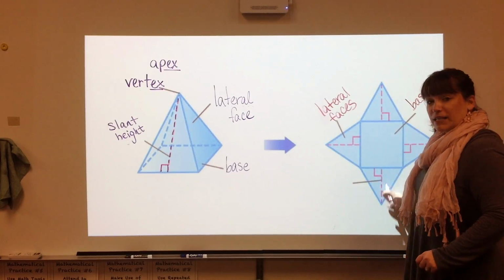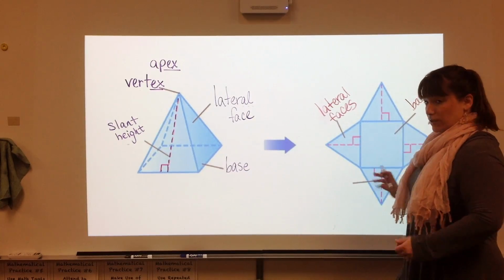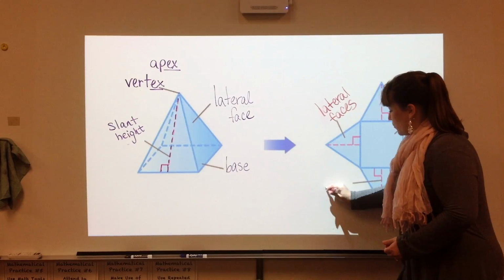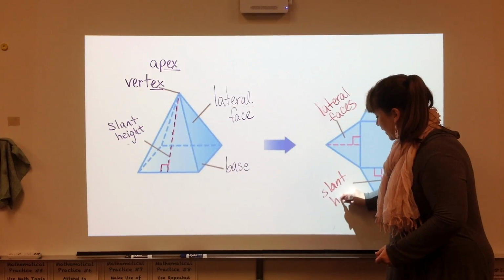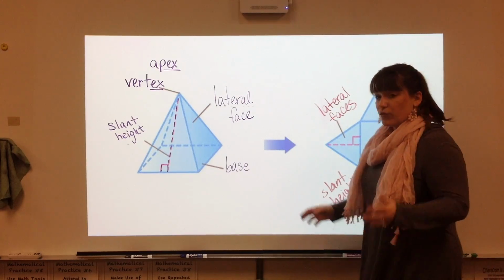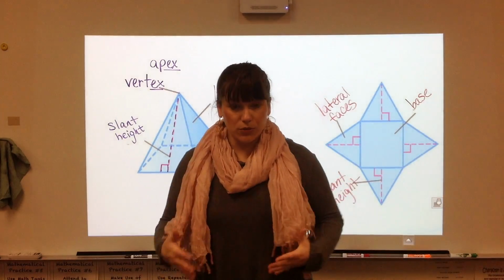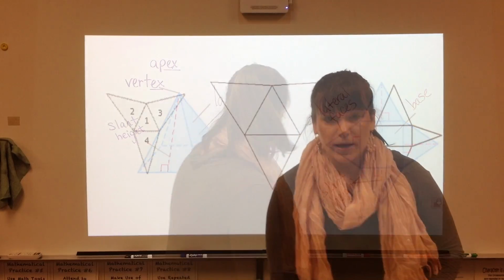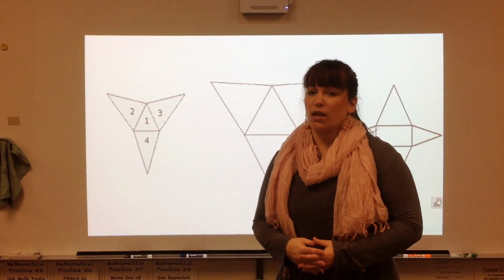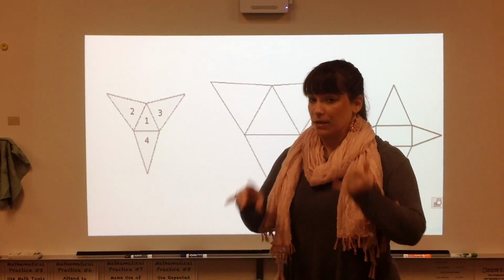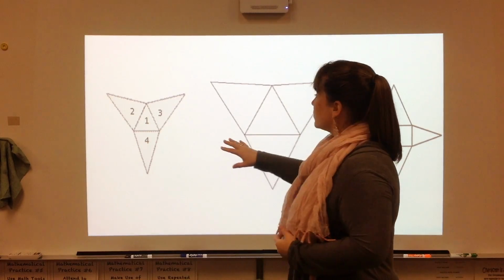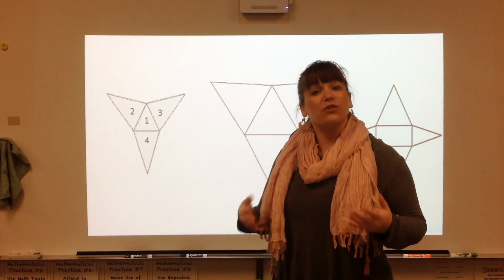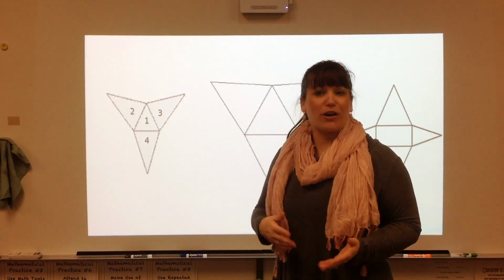And then this dotted line, you can see it in each lateral face. Those represent how tall the triangle is, or the slant height. So those are the vocabulary words we're going to be using when we're talking about pyramids. Now, because we're just focusing on 3 kinds of pyramids, square-based, triangle-based, and rectangle-based, I'm going to show you those nets so that you get an idea of what we're going to be drawing and creating.